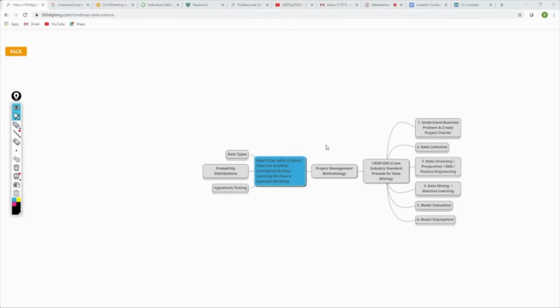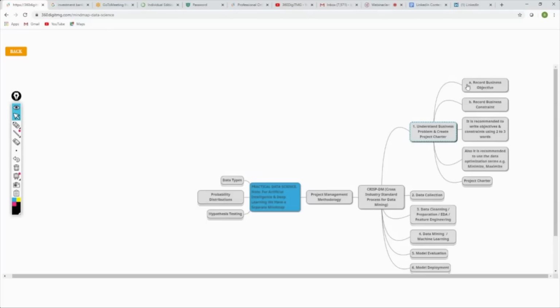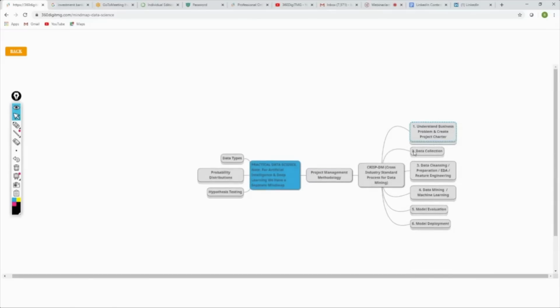The first step of CRISP-DM is to understand your business problem. Once you understand your business problem, you need to document two things: your business objective and the business constraint. Once that is done, you proceed further with data collection.